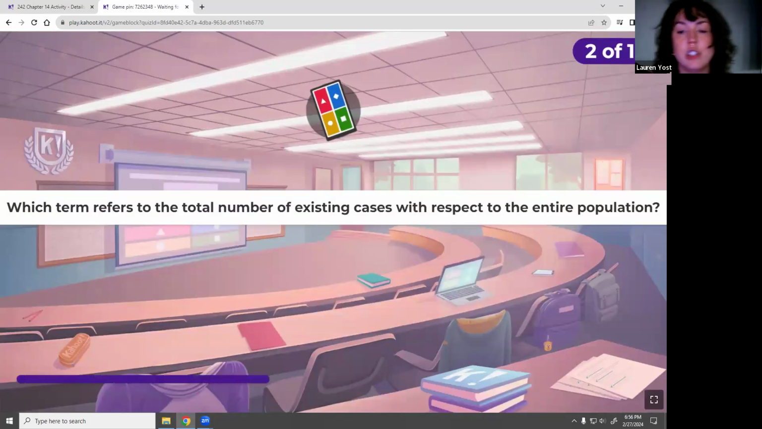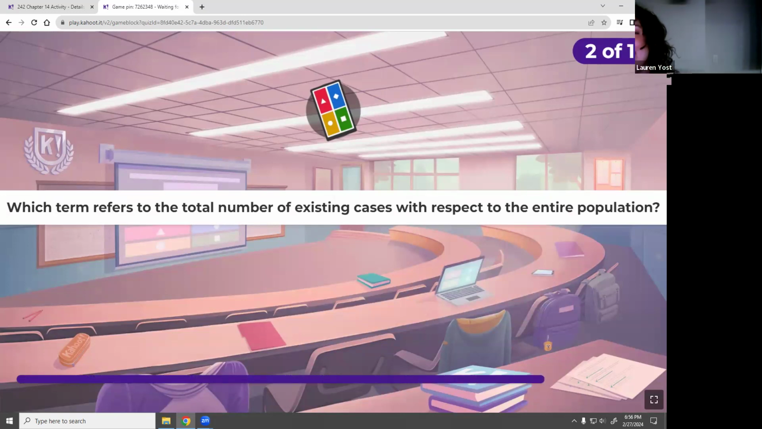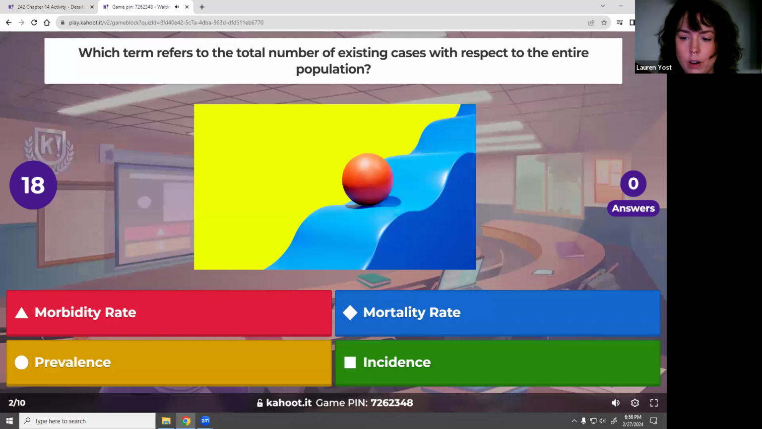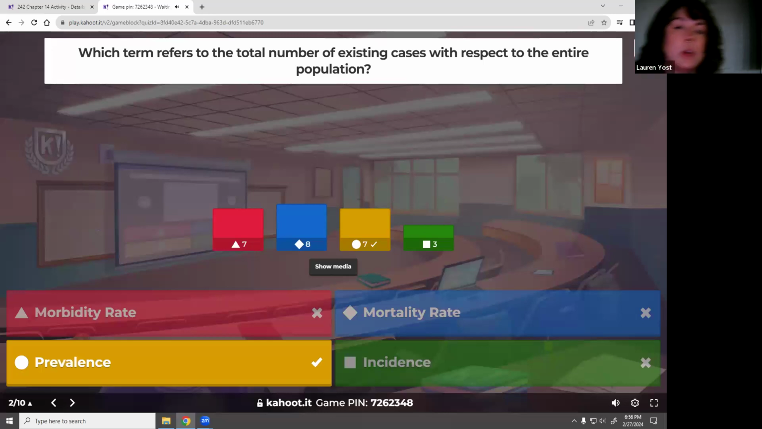Which term refers to the total number of existing cases with respect to the entire population? Total and entire. See if you remember which term this is. Okay, so this one is prevalence. I know it's just a matter of learning the terms. Incidence is going to be looking at the total number of new cases in a specific amount of time, like over a month or something, right? Morbidity rate is the same thing as that.